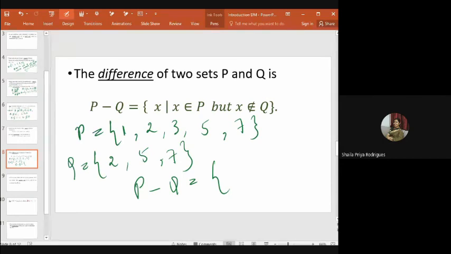What are those elements? Look at the element 2 here. It is present in P, but it is also present in Q. So you cannot put 2 here. Nor can you put 5 and 7 because 2, 5, and 7 are elements of P, but they are elements of Q as well, right? So P minus Q is 1 and 3. It has only two elements, 1 and 3. You can take down more examples. I'll give you a minute. You can take down examples of your own.